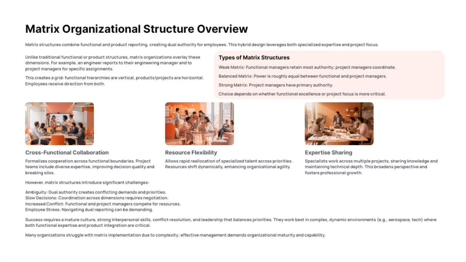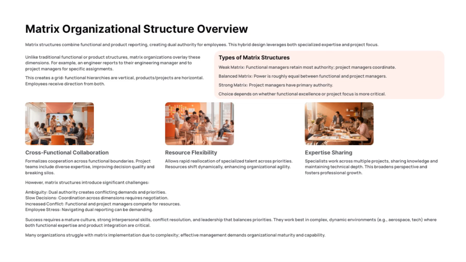Despite these challenges, matrix structures offer significant advantages. For instance, specialists can work across multiple projects, sharing knowledge and maintaining their technical depth. This broadens their perspective and fosters professional growth. It also allows for rapid reallocation of specialized talent, which enhances organizational agility. Resources can shift dynamically to where they're needed most. Additionally, matrix organizations formalize cooperation across functional boundaries. Cross-functional teams bring together diverse expertise, which improves decision quality and helps break down silos.